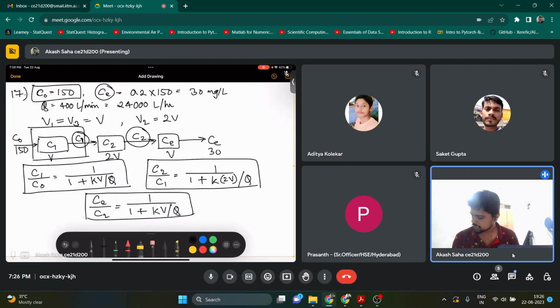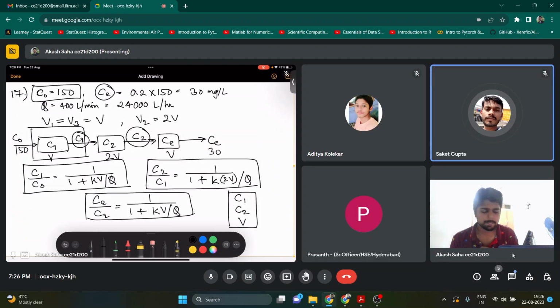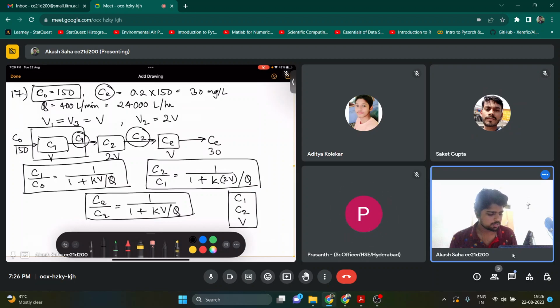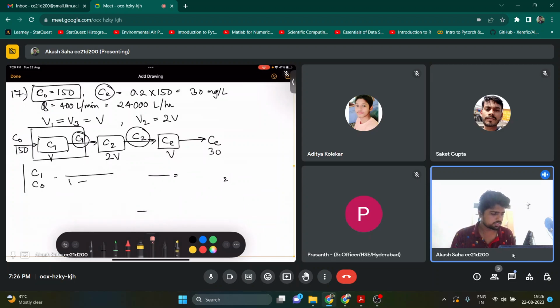So here we have three equations and three unknowns. If we solve this, we will get the answer for C1, C2, and V, which we also don't know. Are you able to understand? Yes, sir. Okay, we will move on to the solution. I will solve this and I will tell you.